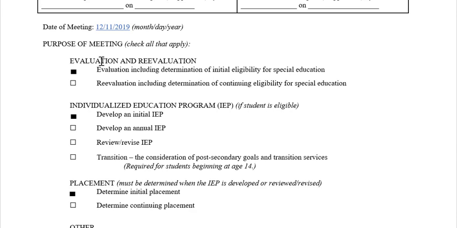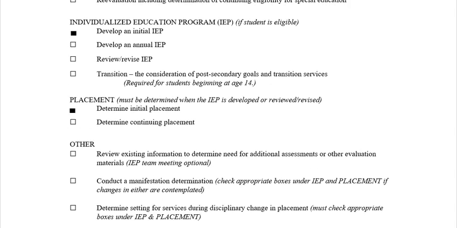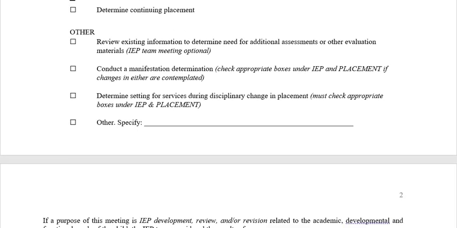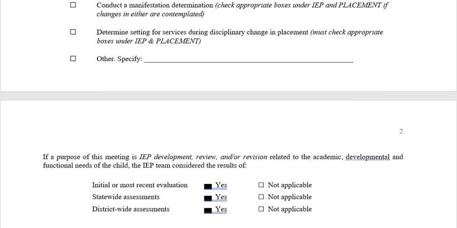However, you're not selecting anything under evaluation, reevaluation. You're only selecting develop annual IEP and/or review, revise IEP. And under placement, you're selecting determining current placement. The remaining boxes on that page can be left blank.